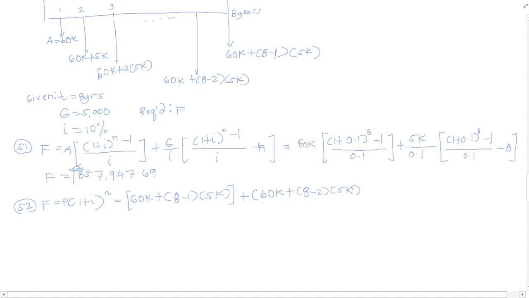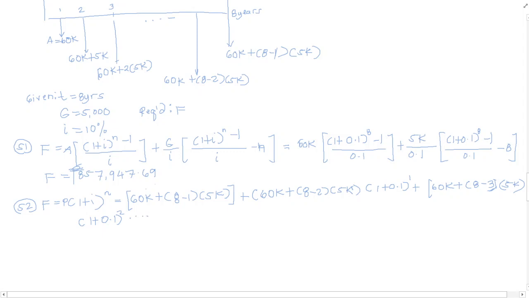That is multiplied already by the interest. So using the compound interest, that is 1 plus 0.1 raised to 1. Continuing that, it will give us 60,000 plus 8 minus 3 already multiplied by 5k multiplied by the interest, 1 plus 0.1 raised to 2, and so on.